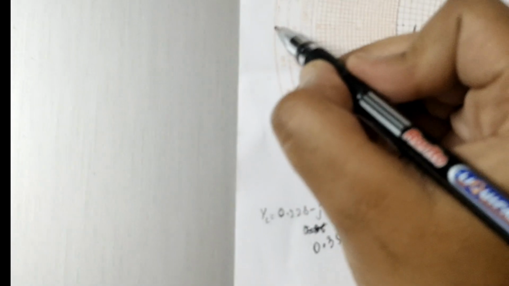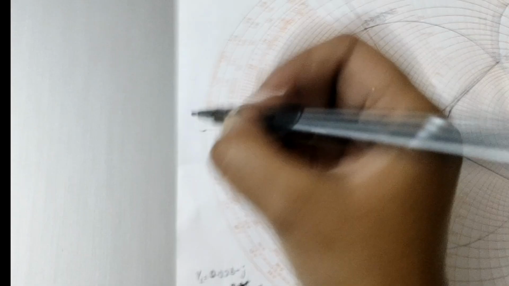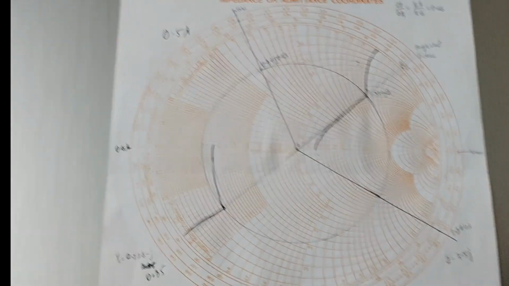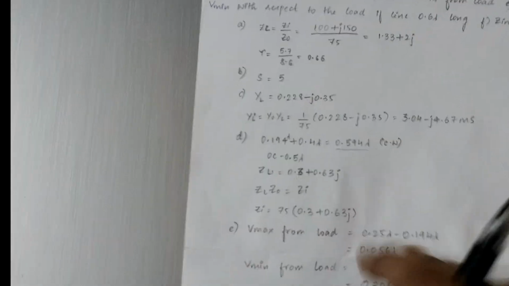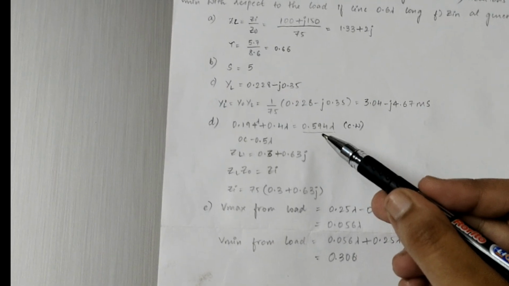So till here, you know that 0 and the whole circle will coincide at a point. So this point is 0 as well as 0.5 lambda, right? So 0.5 lambda is found now. What is remaining here? 0.5 lambda is gone, 0.194 lambda is there. So that 0.194 lambda, you have to plot it in Smith chart.